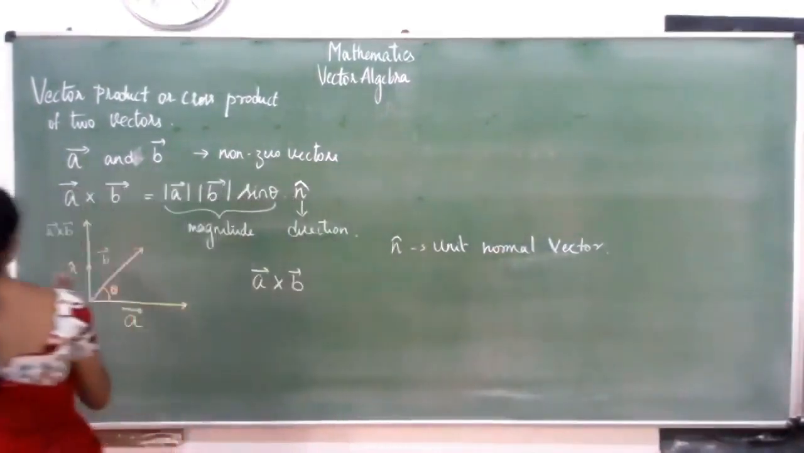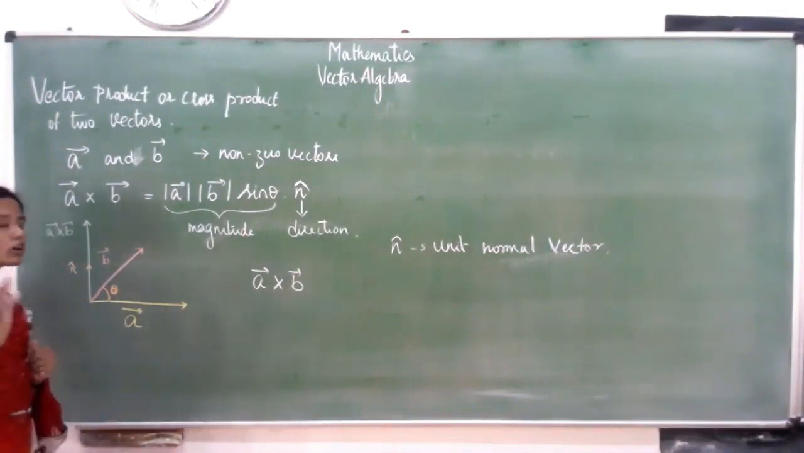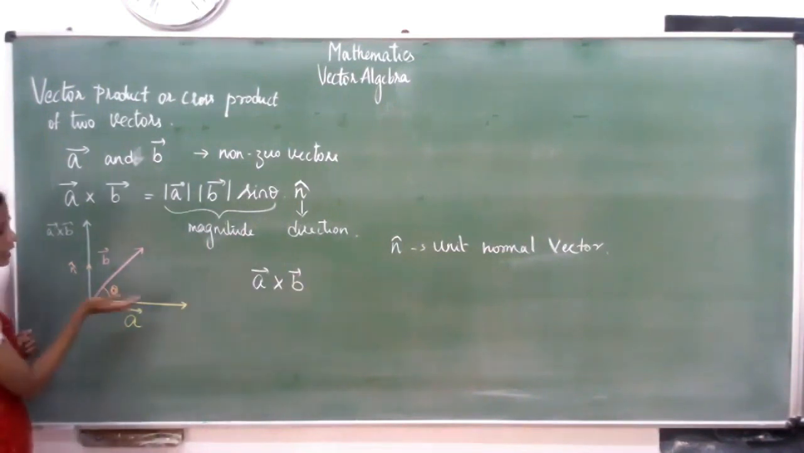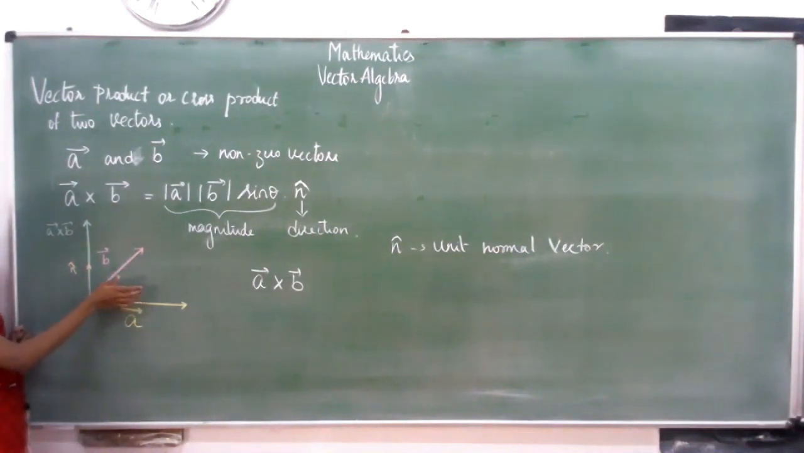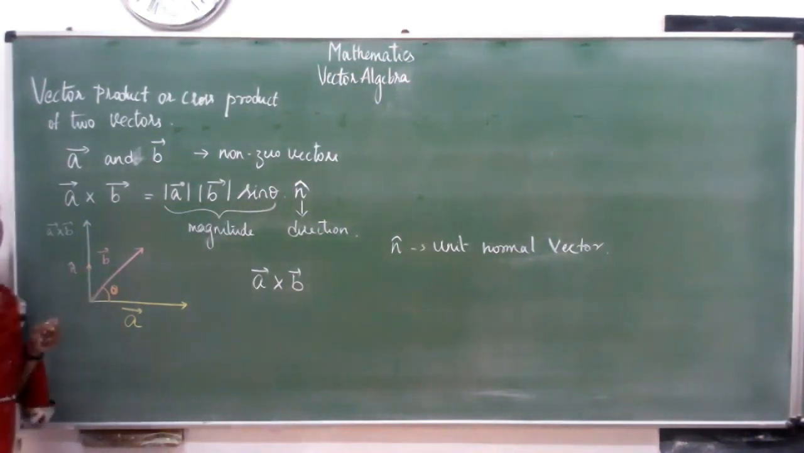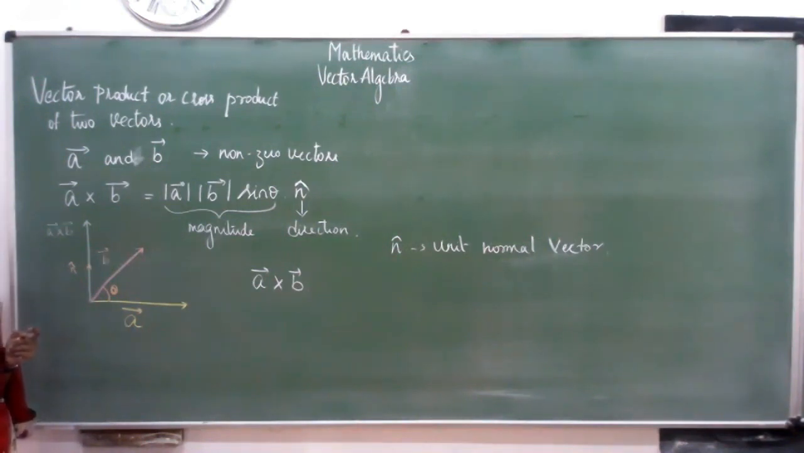This direction is determined by a rule called the right hand thumb rule. What does this rule say? If I take my right hand and place it on vector A, then I take a curve, meaning I am making an angle theta with vector B, then my thumb shows this direction. That direction is actually the direction of the unit normal vector, and that is the direction in which our resultant vector has its direction.